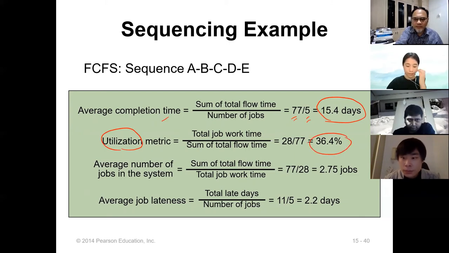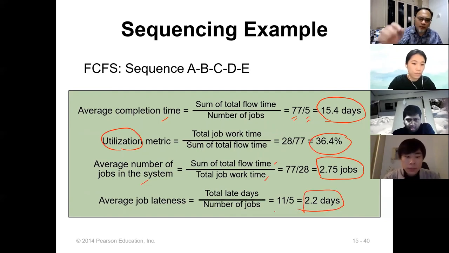Of course, times 100%. Average number of jobs in the system is the sum of total flow time divided by total job work time, which is actually the inverse of utilization, 2.75 jobs average in the system. And average job lateness is 2.2. So why do we need this? We are going to use these 4 metrics to compare all the priority rules.